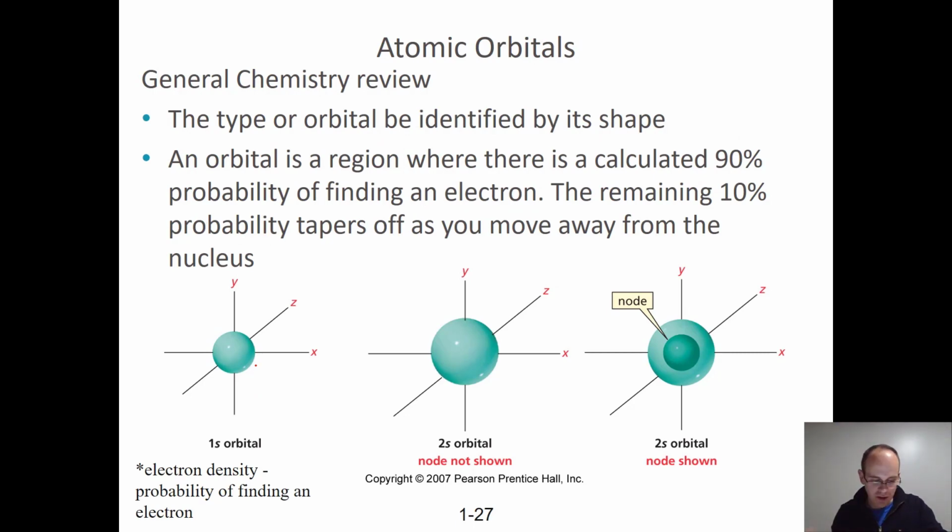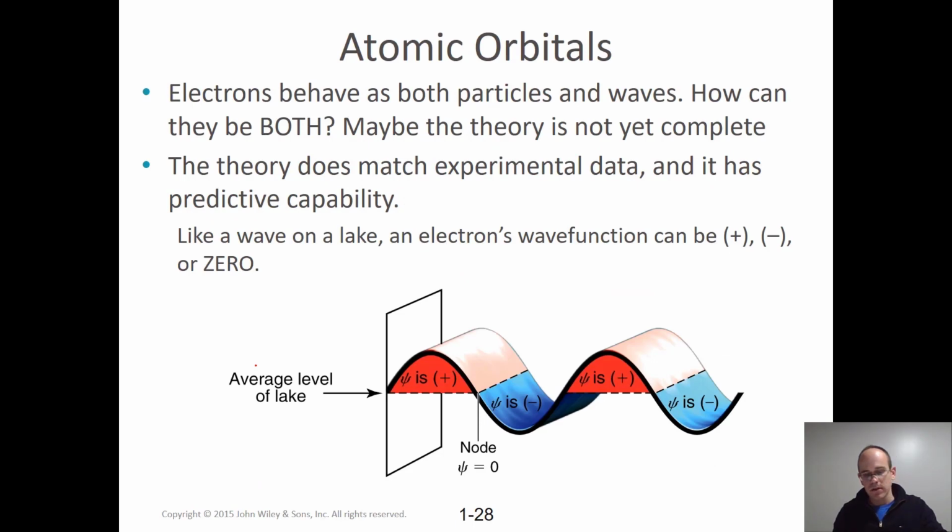Okay, so this is just what I was saying on the last slide, right? An orbital is a region where there's a 90% probability of finding an electron. All right, so if you think about a wave, electrons are like a wave, and electrons can have sort of a region where they're positive and a region where they're negative, just like a wave. So if you think of a wave moving on a lake, there are points along that wave where it's above the average surface of the lake, and there are points where it's below the average surface of the lake. And we would call those the positive and the negative phase of the wave.